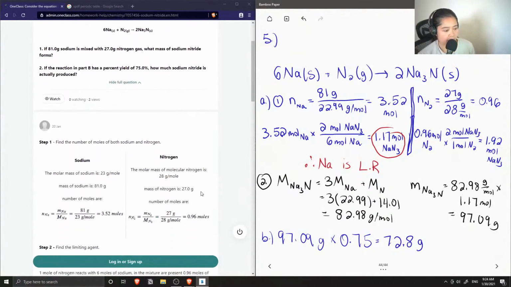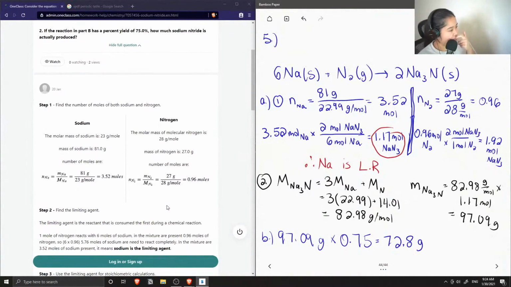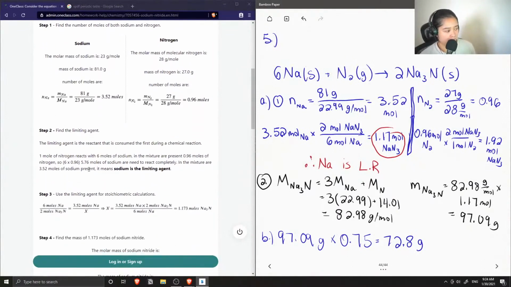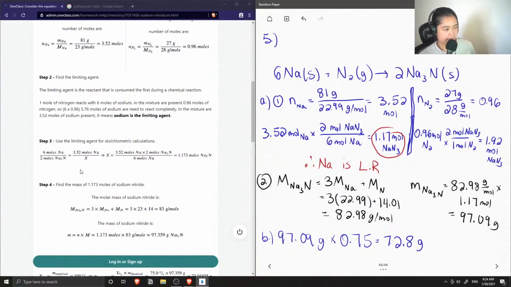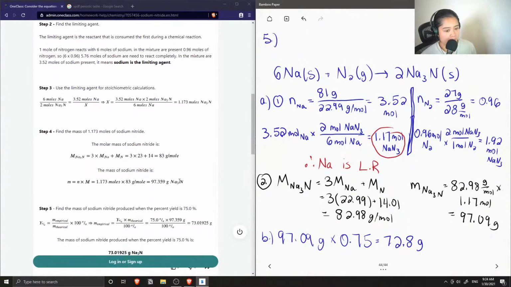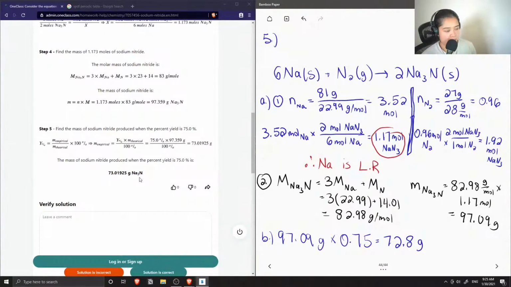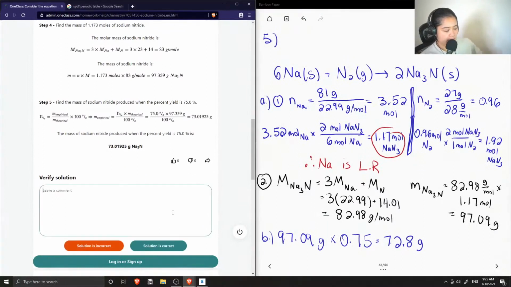Okay, so let's see what the junior tutor said. They first found the number of moles of each, sodium and nitrogen, and then they found the limiting reagent and deduced that sodium was the limiting reagent. Okay, so now they used the limiting reagent for stoichiometric calculations and found that 1.17 moles of sodium nitride is formed. They converted this to grams and got around 97, and multiplied that by 0.75 and also got around 73 grams produced. So the solution is correct.